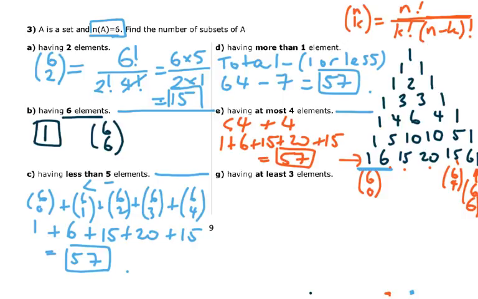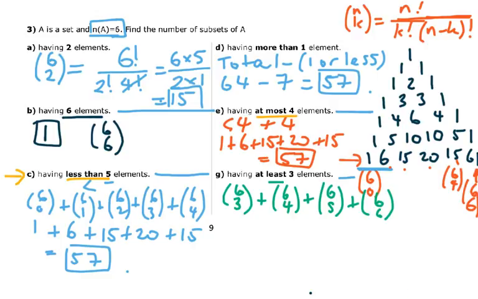In fact, you'll notice that calculation was actually unnecessary if you look carefully at question C. Less than 5 and at most 4 are actually the same thing, which is why we have the same answer. So having at least 3 elements, now in the last part, means that we can have 3 elements, but also that's the least number, so we could also have 4 or 5 or 6. And if we look at Pascal's triangle, we can see here that 6 choose 3 is 20, so we say 20 plus 15 plus 6 plus 1, and that will give us 42.